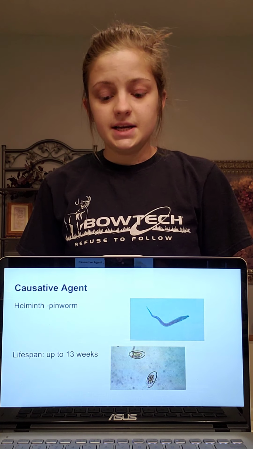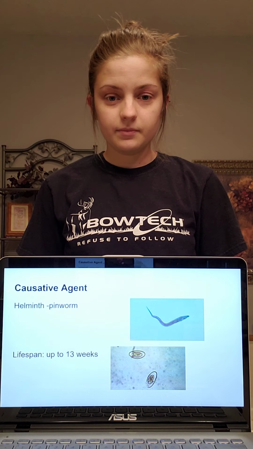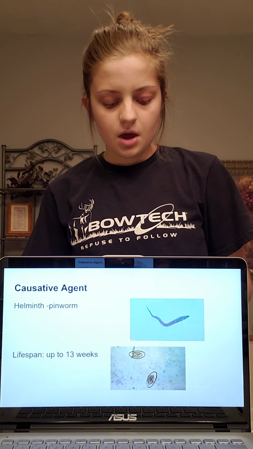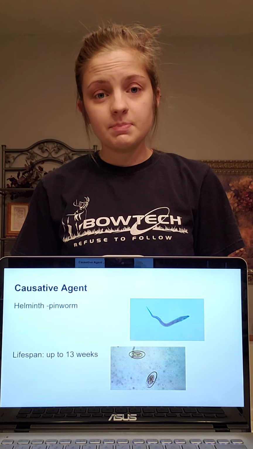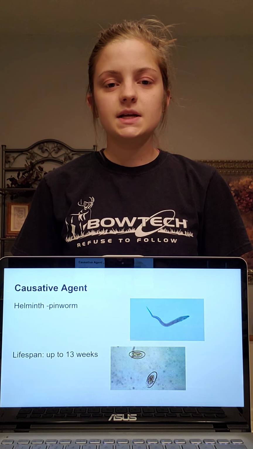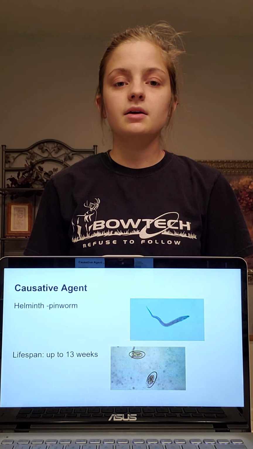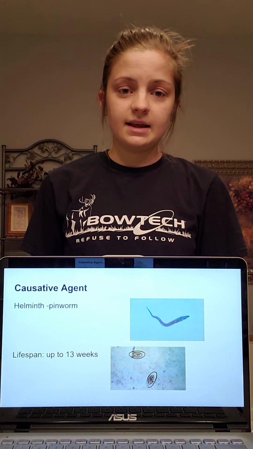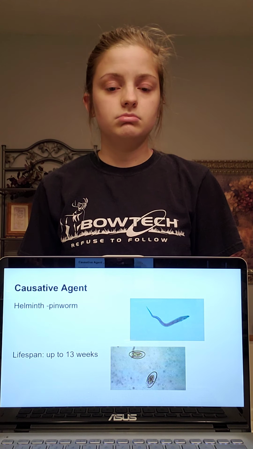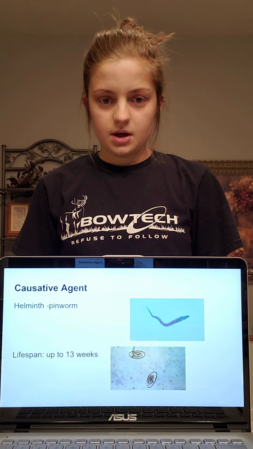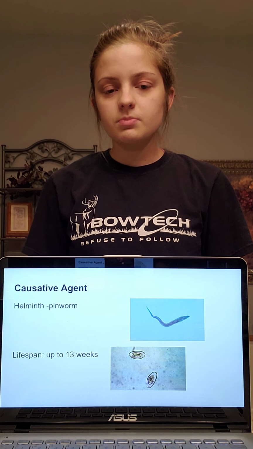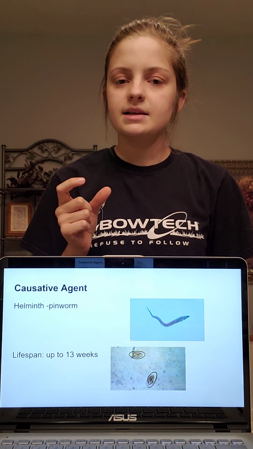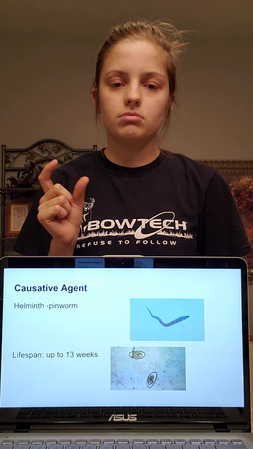So the causative agent is a helminth. It's a worm, a parasitic worm. It's known as a pinworm. There are lots of types of parasitic worm infections, but this one is called the pinworm. They can live up to 13 weeks, from the egg to the adult. We see them with microscopes when they're eggs, but when they're adults, they're about the size of a quarter or less.